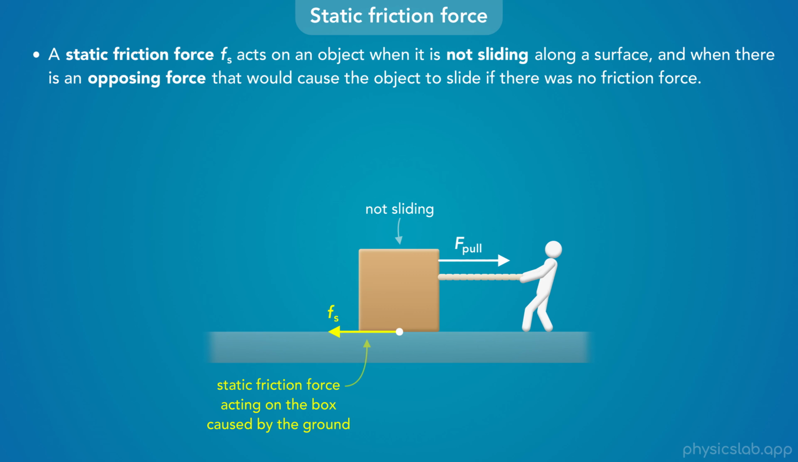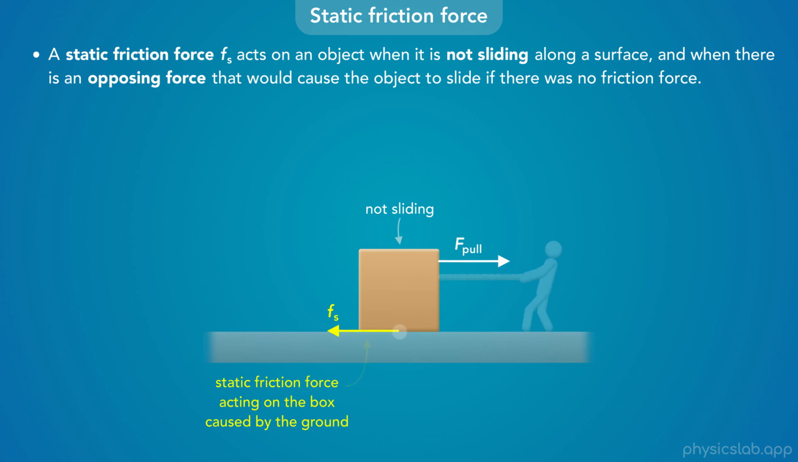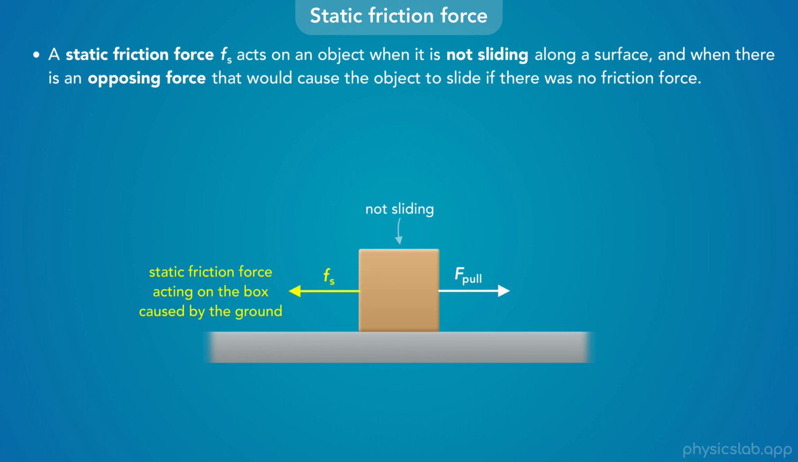This force is acting on the box and is caused by the ground. And according to Newton's third law of motion, there's also a static friction force acting on the ground caused by the box, which points to the right with the same magnitude. But we're just going to focus on the forces acting on the box. The friction force acts on the bottom surface of the box, where it's in contact with the ground. But we usually draw a force starting on the side of the object so it's easier to see.